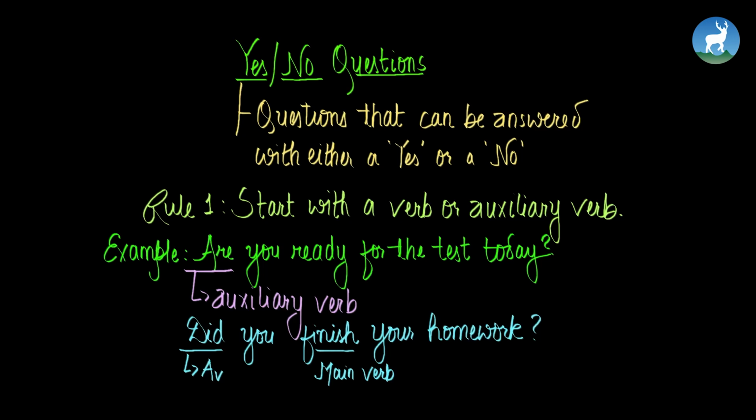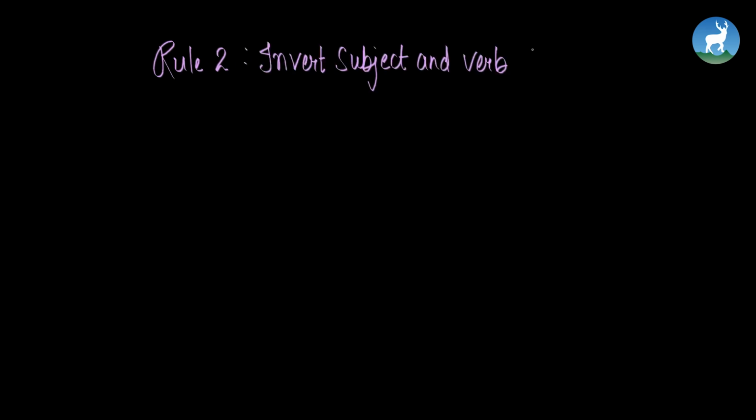Let's go to rule number 2. So what does rule 2 tell us? Rule 2 asks us to invert the subject and verb. See here, this rule tells us whenever we form a yes or no question, we invert the subject and the verb. Let's see how it works.